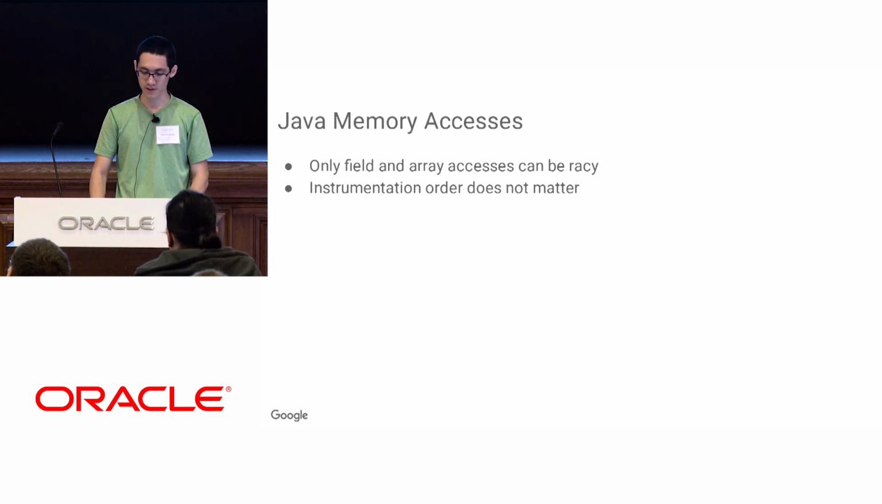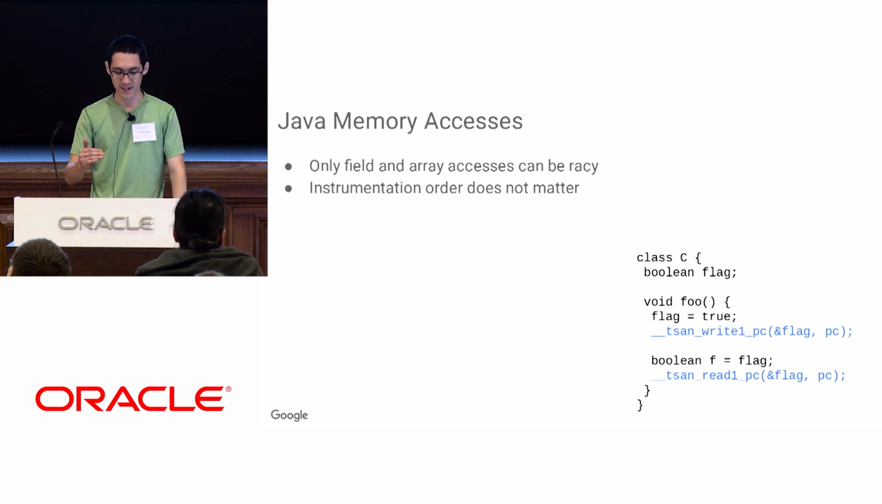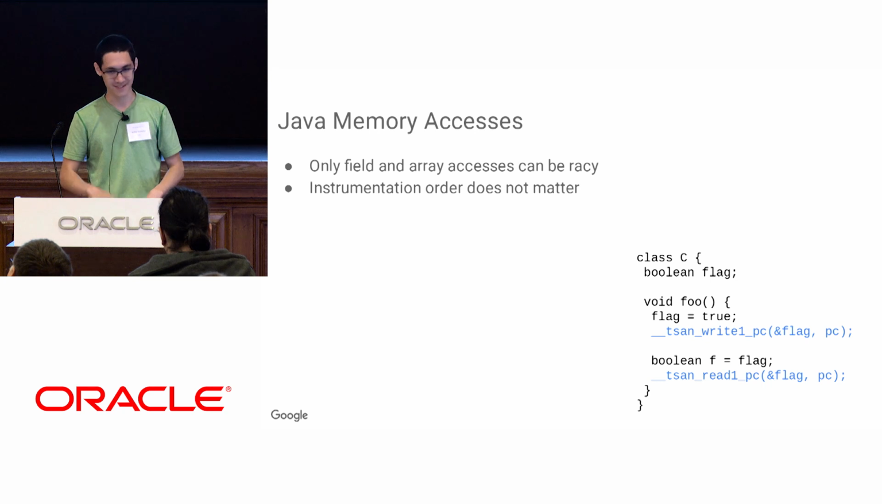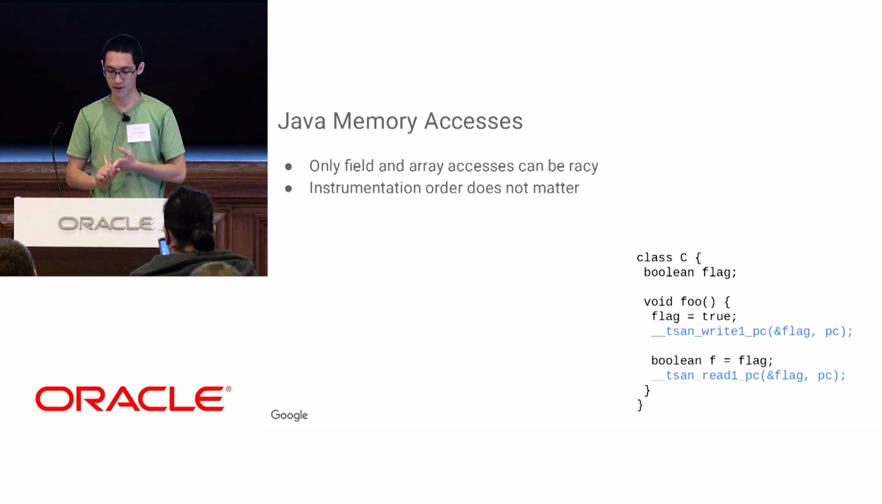The instrumentation order: for example here, you can add the instrumentation before or after the actual read or write, as long as it's correct relative to other synchronization. Mon has a paper on this. It's kind of hard to reason about. So if you look at the instrumentation itself, we give the size of the read or write, whether it's a read or write, the address of the variable, and then the current PC.